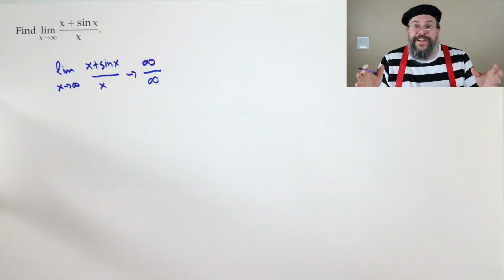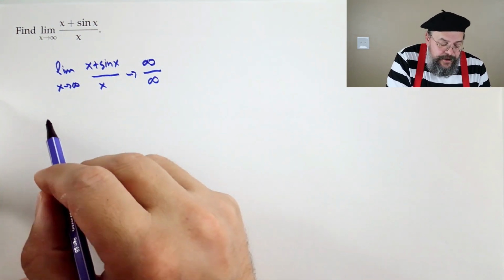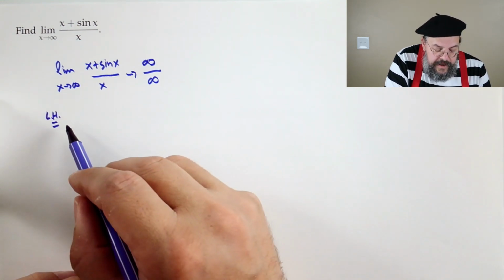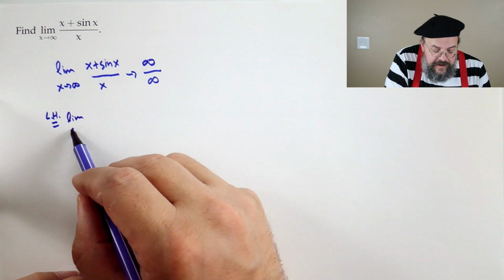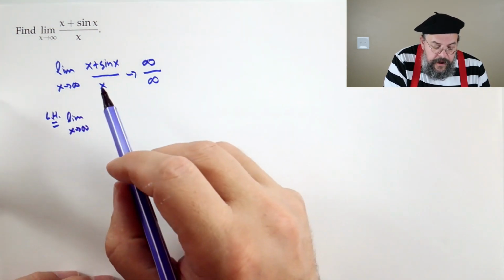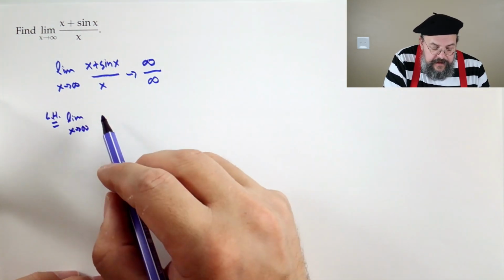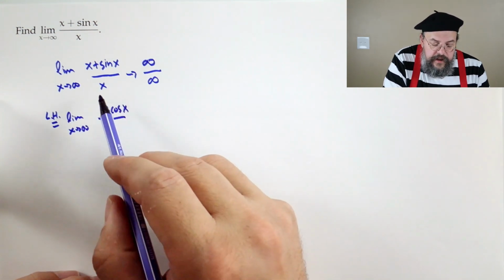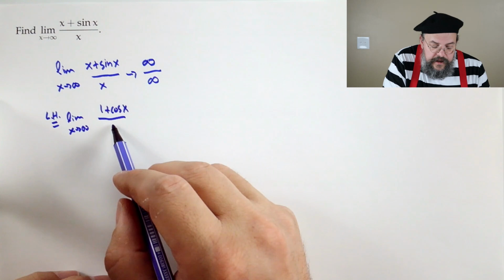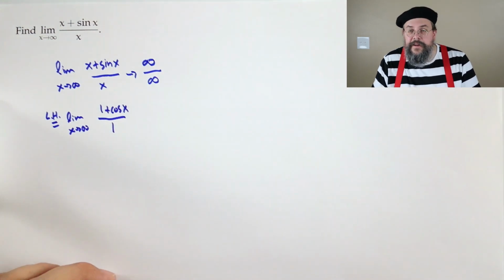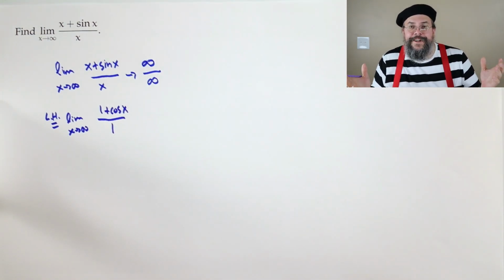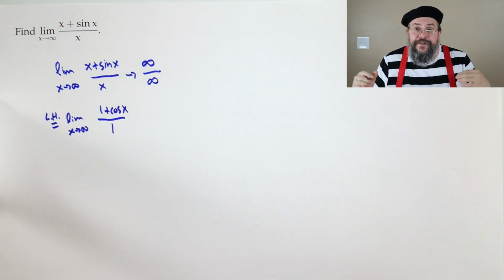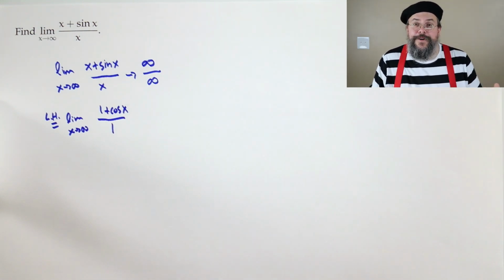So we apply L'Hopital. Applying L'Hopital, we get that this is the limit as x goes to infinity of the derivative of x plus sine of x, which is 1 plus cosine of x, over the derivative of x, which is 1. Well, this is great. We're almost done. And certainly we're not going to anything 0 or infinity downstairs, so it should be game over, right?